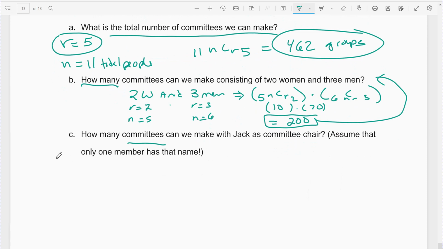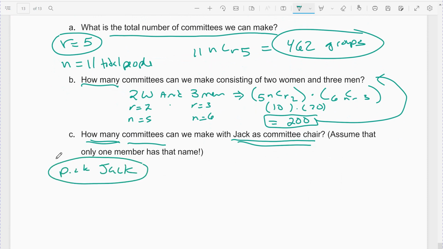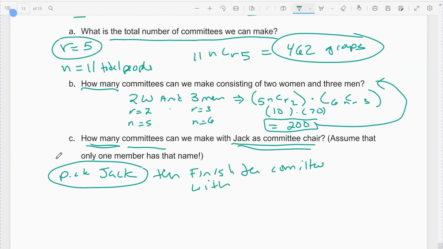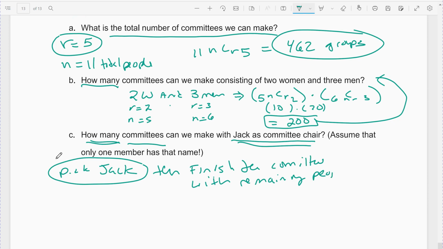Alright, the last one. How many committees, so again, count, can we make if Jack is set as the committee chair? Assume that only one member has that name. Alright, so we're going to pick Jack and then finish the committee with the remaining people. If we've picked Jack, then again, there's 2 parts to this. I pick Jack and I place him as chair. There's only one Jack, so there's only one way to do it. So we've done this. We've picked Jack.